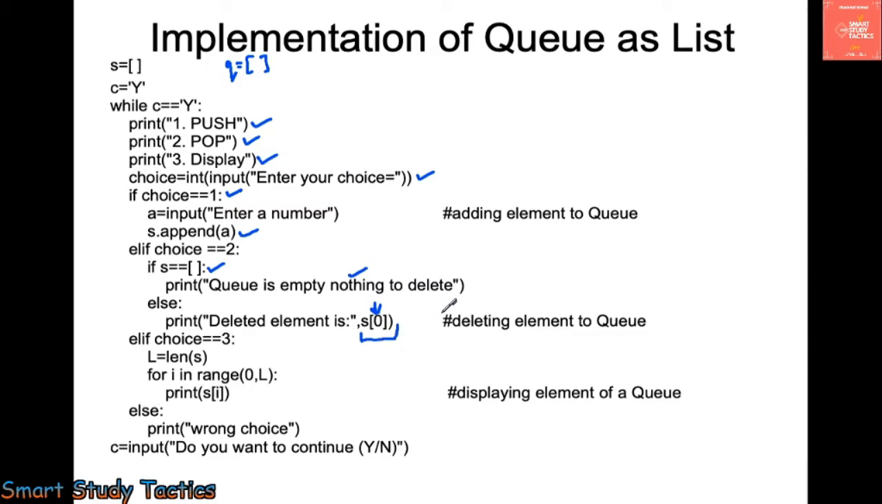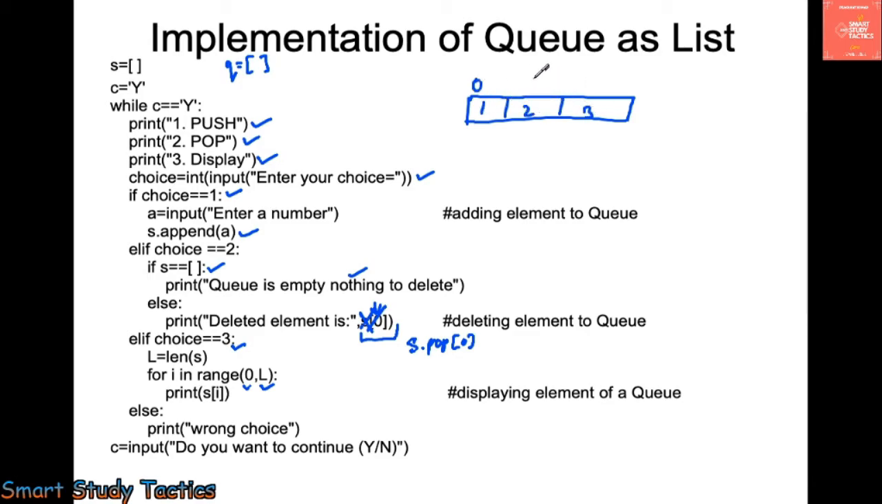Okay, it should be, my dear students, make sure that it should be s.pop(0). It was my mistake, s.pop(0). So it is going to remove the values from the 0th position. Now if the choice is 3, you have to display the things. It is going to display the things from 0 to the length of the queue. So you can see here, let's suppose I am inserting 3 elements, which are 1, 2 and 3.